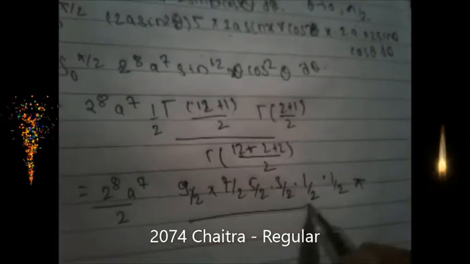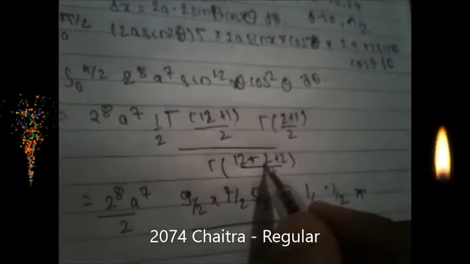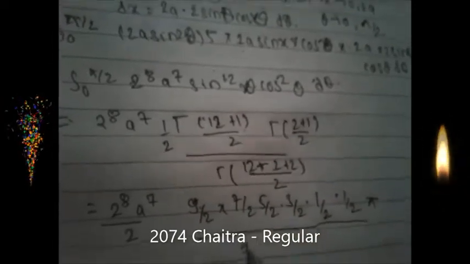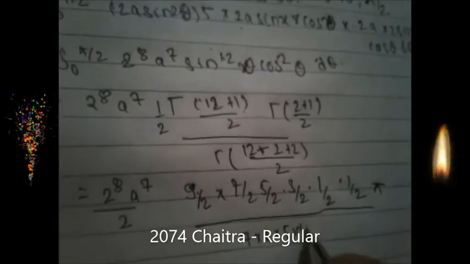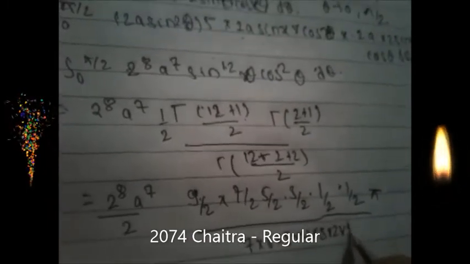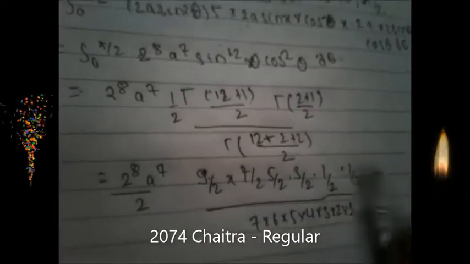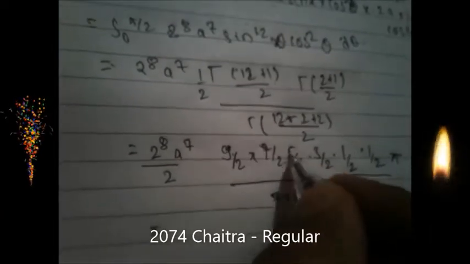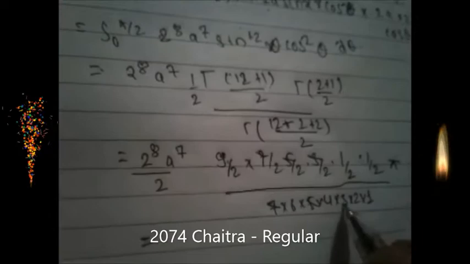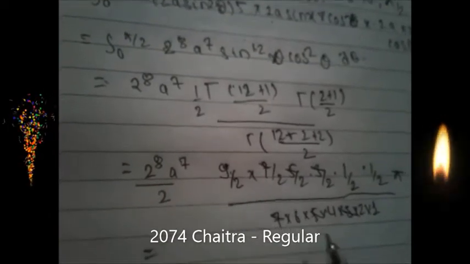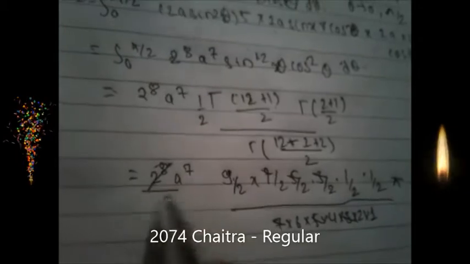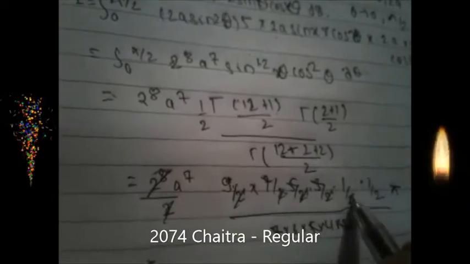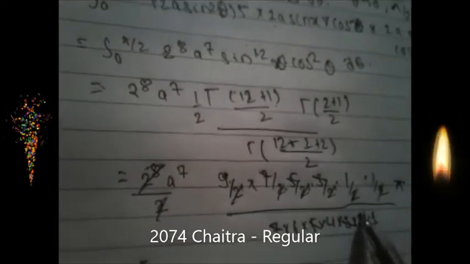And here 12 plus 2 plus 2 makes 16, and 16 by 2 is 8, so gamma 8 is factorial of 7, that is 7, 6, 5, 4, 3, 2, 1. That is the formula, and we can cancel 7, 5, 3, and all the 2 raised to the power 8.